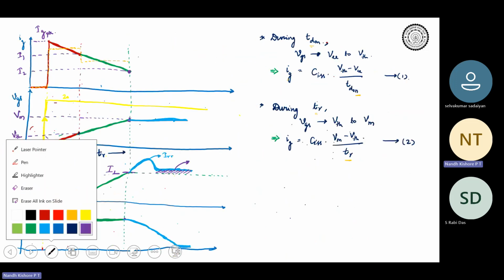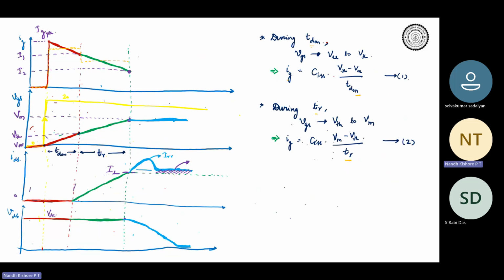Even after IRR ends, see, IRR will end after the reverse recovery period, right? For the rest of the period, what are you going to get? There will be a component of ICOSS1 plus ICOSS2. Are you understanding this? Okay, Selvakumar sir, are you understanding this? Yes, sir.